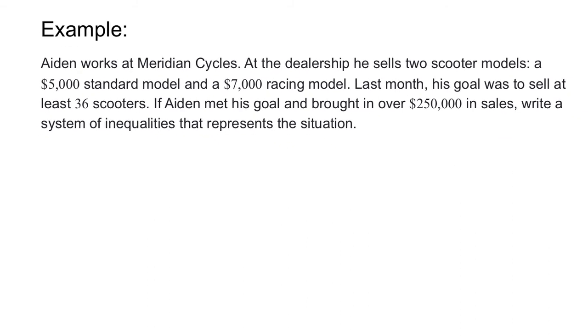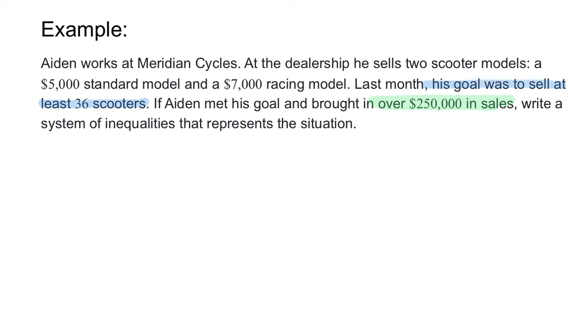But here we go. Aiden works at Meridian Cycles. At the dealership, he sells 2 scooter models, a $5,000 standard model and a $7,000 racing model. Last month, his goal was to sell at least 36 scooters. So I'm going to highlight that because that tells me one of our inequality symbols that we need. If Aiden met his goal and brought in over $250,000 in sales, well, there's our second inequality, over $250,000 in sales. We're to write a system to represent the situation.